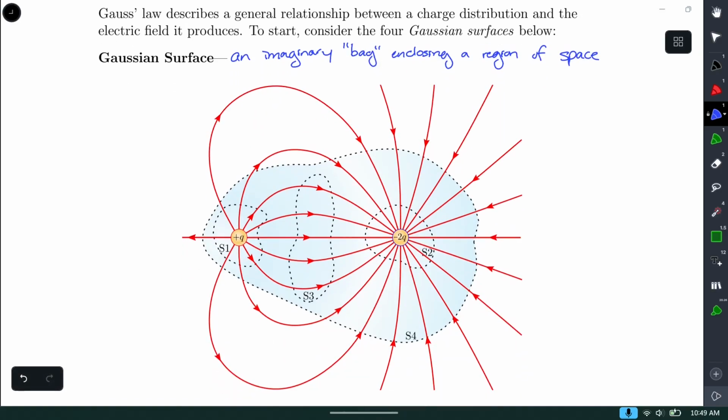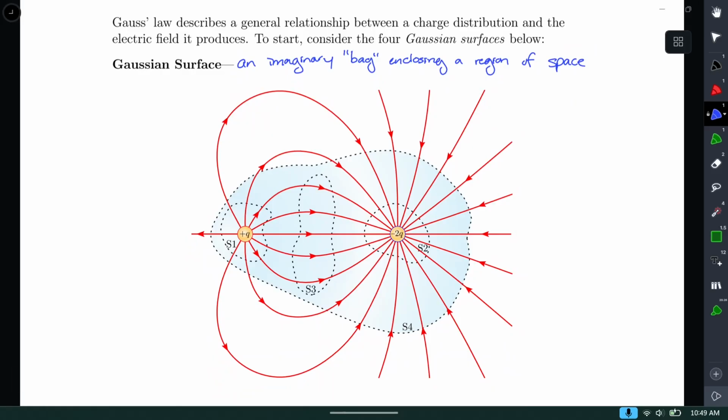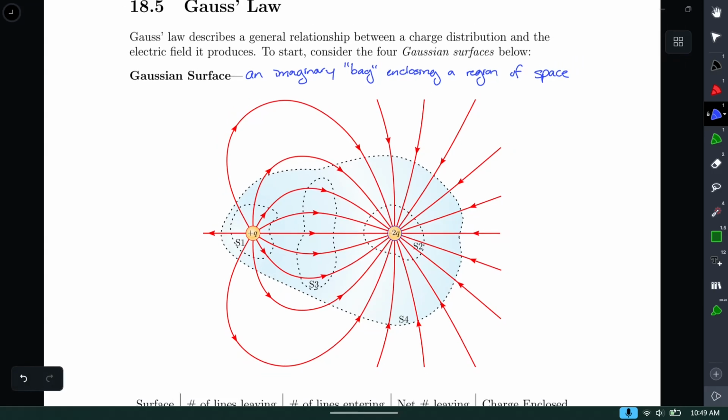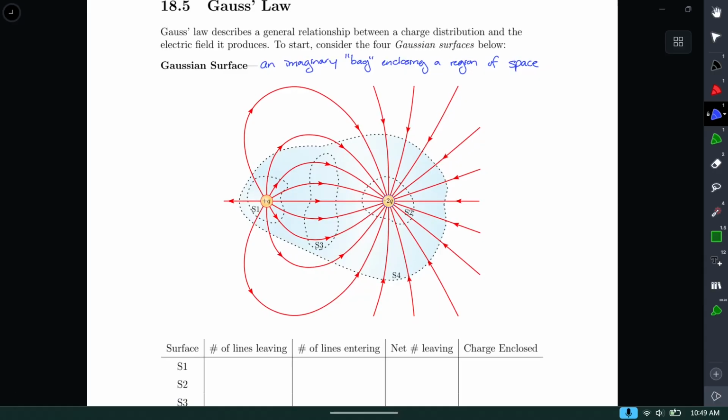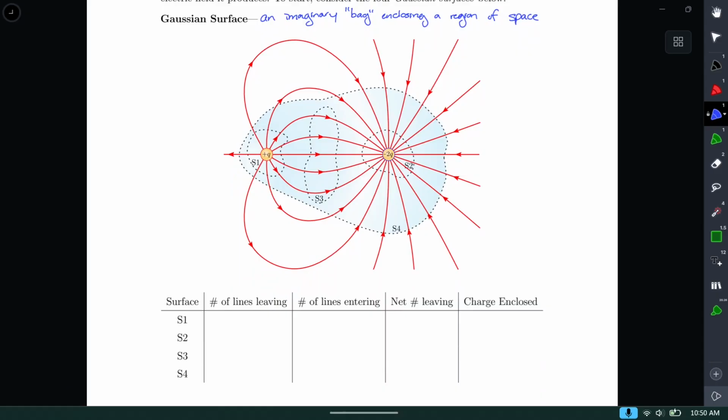And it's imaginary because we are just imagining enveloping these charges in this. They don't have to actually be sitting in anything. It's not a physical, tangible plastic bag or anything like that. So to be more specific, let's see if we can see a more numerical relationship between the number of field lines and the charge inside the bag.